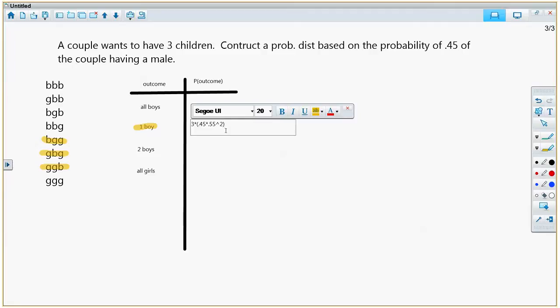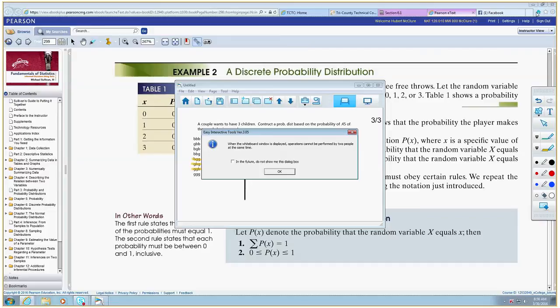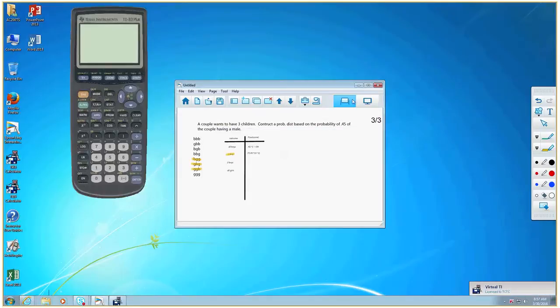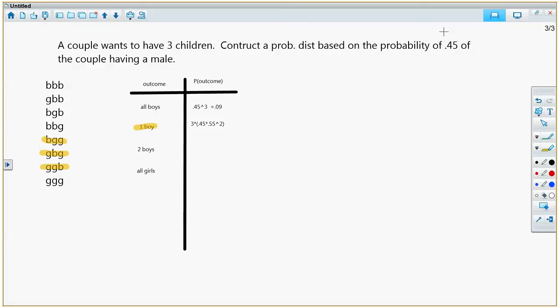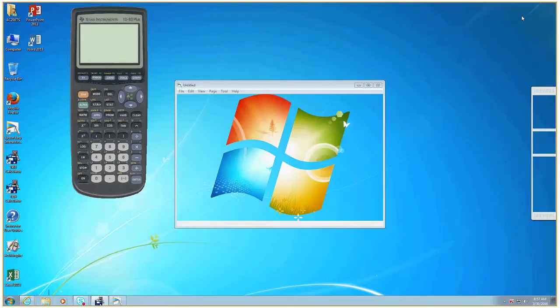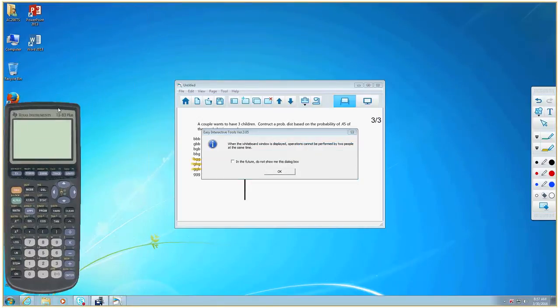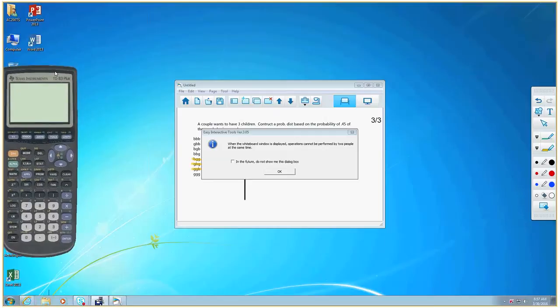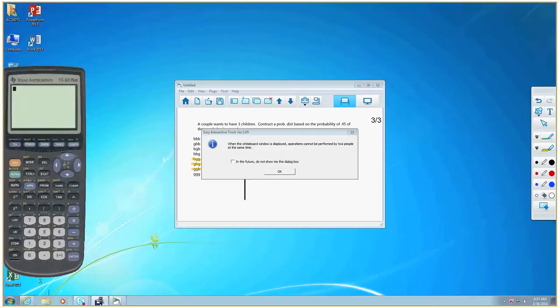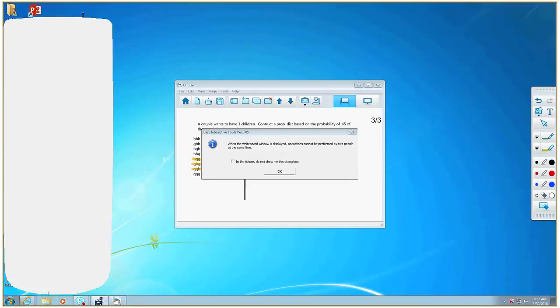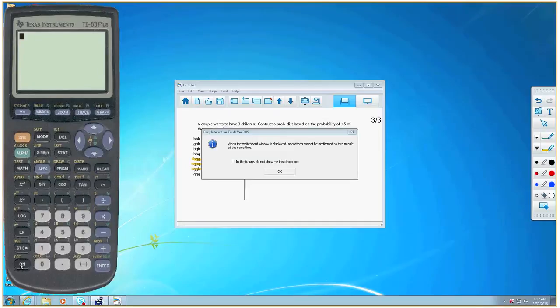So what I'm going to do is I'm going to take my handy dandy calculator. Hold on a second. Really? Conspiracy is what it is. All right, there's my calculator.